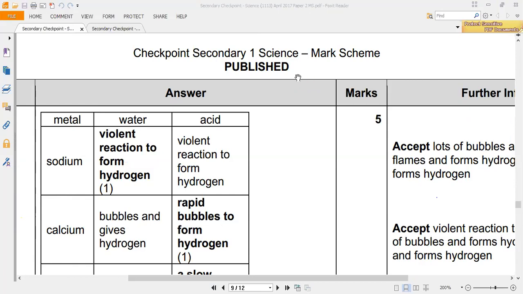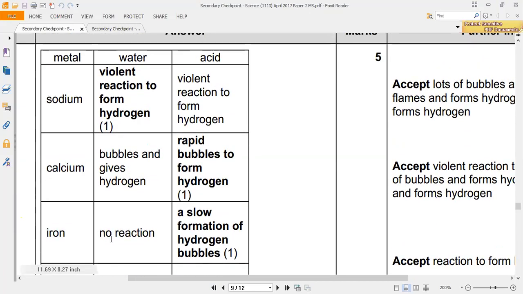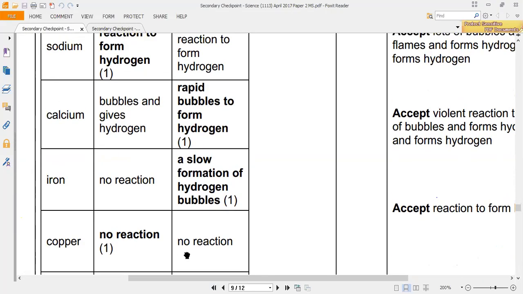Calcium with the water, okay, there will be bubbles and it gives hydrogen. With acid, of course, rapid bubbles form with hydrogen. Calcium is reactive. Iron, of course, with cold water, there's no reaction. With acid, a slow formation of hydrogen bubbles because it's relatively less reactive. Of course, copper, no reaction with cold water and no reaction with acid.